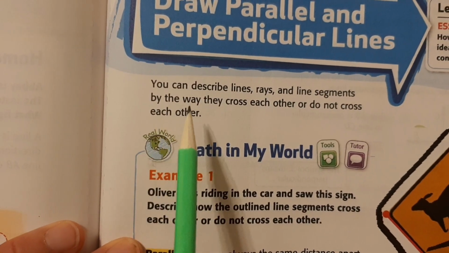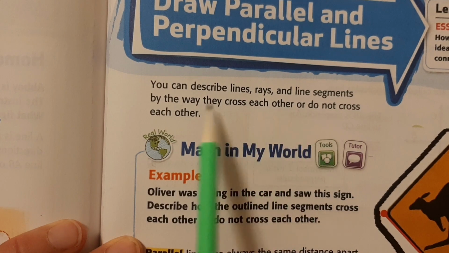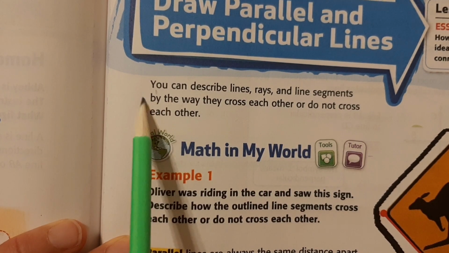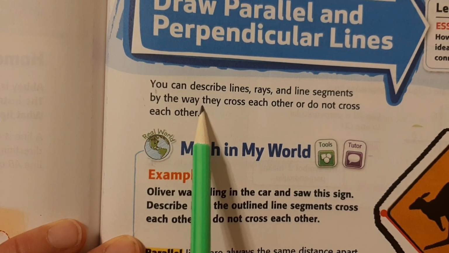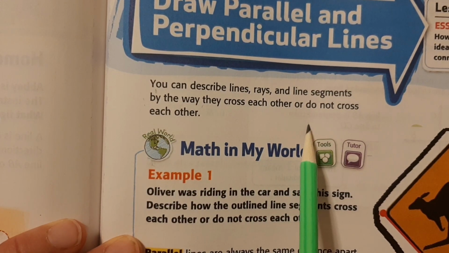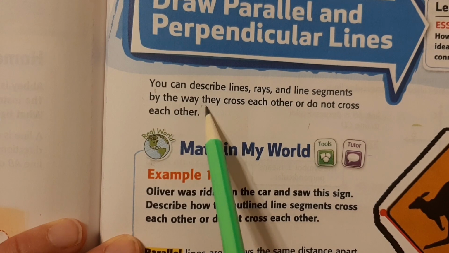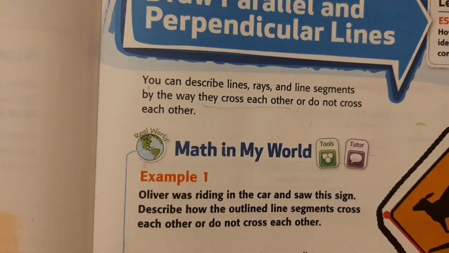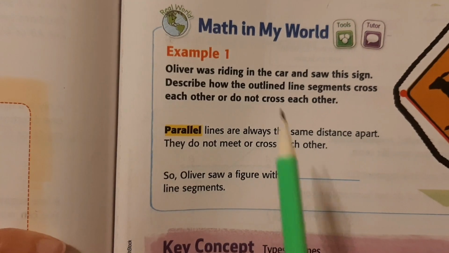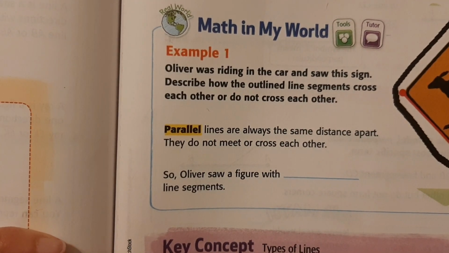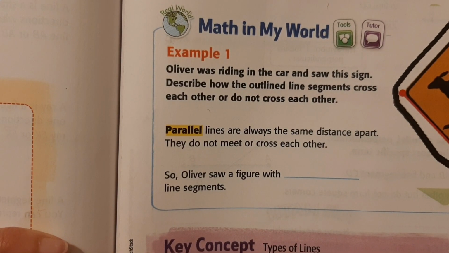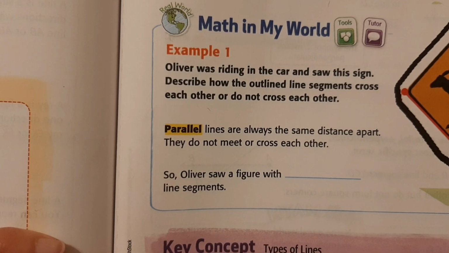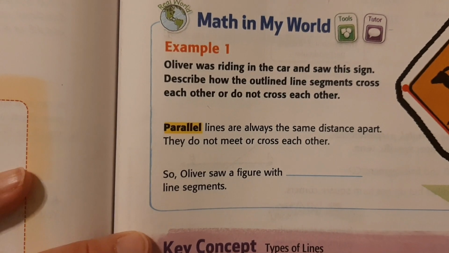So remember we talked about lines, rays, and line segments. This says you can describe lines, rays, and line segments by the way they cross each other or do not cross each other. So that is what this is all about. So let's take a look at this. Oliver was riding in the car and saw this sign. Describe how the outlined line segments cross each other or do not cross each other.